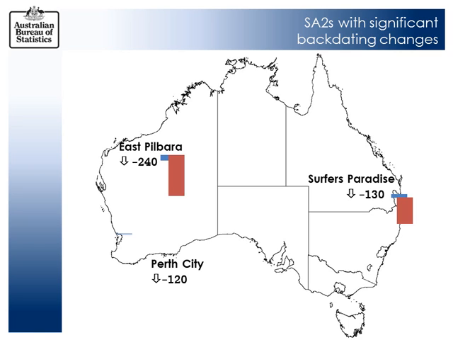The population change of Perth City was also underestimated in preliminary rebasing by around 100 overseas migrants. And South Morang had its components of population change overestimated by around 120 people.